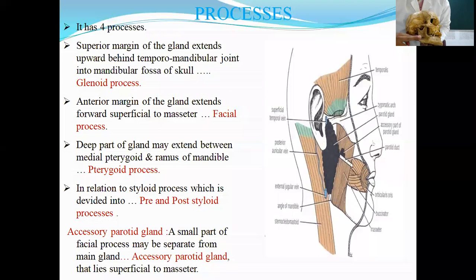So what happened? The part of the parotid gland intervenes between the medial pterygoid muscle and the ramus of the mandible, and a part of the parotid gland extends inwards. That is nothing but a process which is known as the pterygoid process of the parotid gland. Now, what are the pre and post styloid processes?